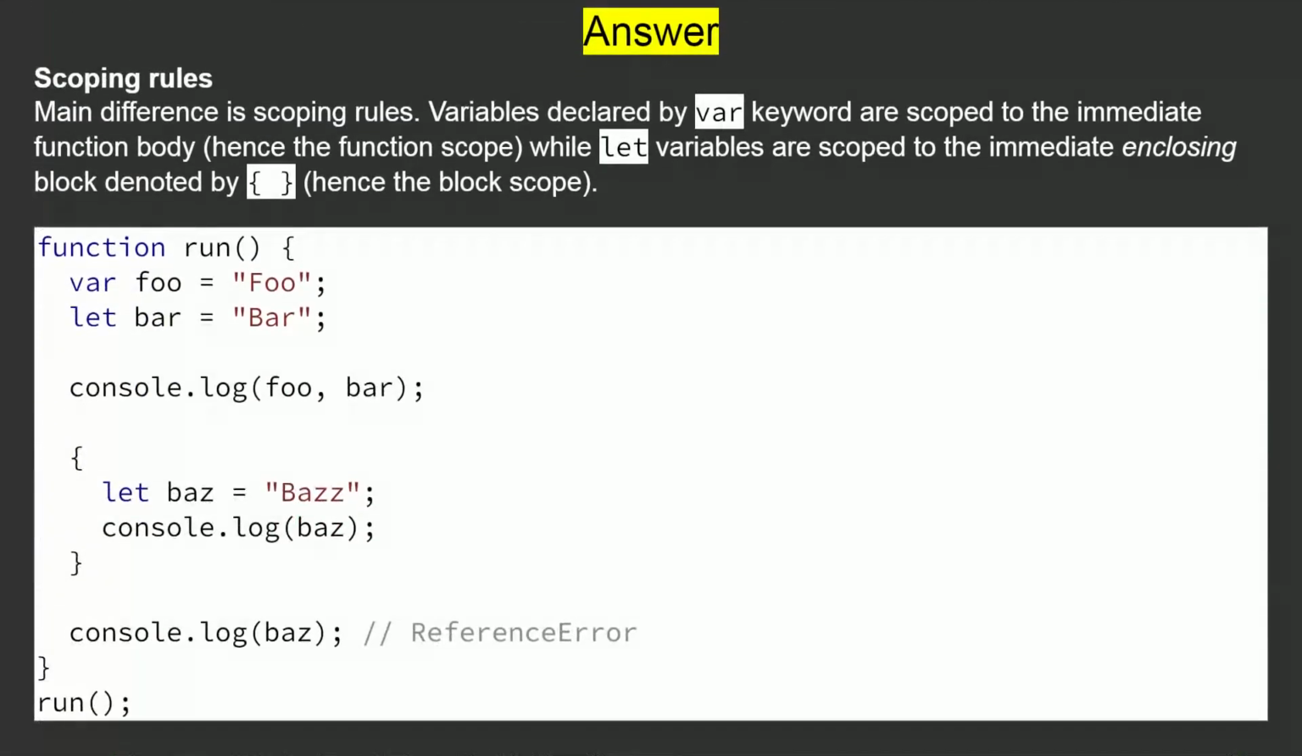Scoping rules. The main difference is scoping rules. Variables declared by the var keyword are scoped to the immediate function body, hence the function scope, while let variables are scoped to the immediate enclosing block denoted by brackets, hence the block scope.